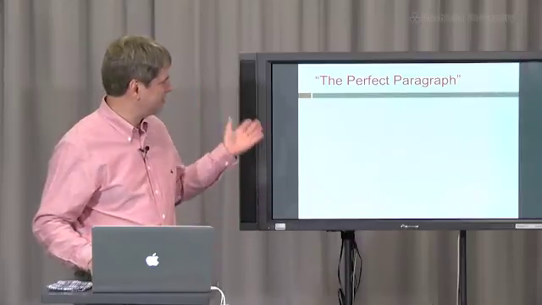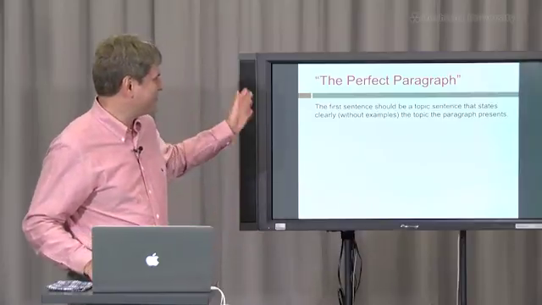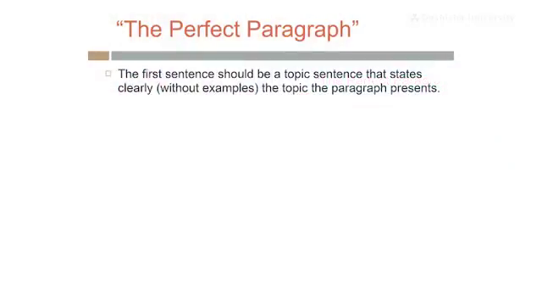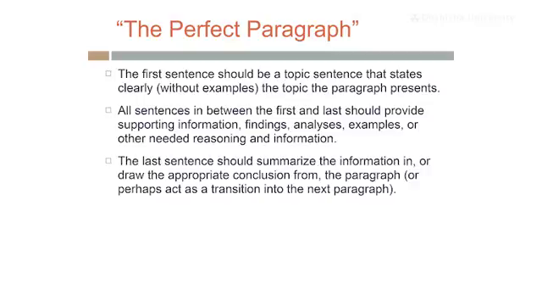Okay, let's take a look at a perfect paragraph. What would a perfect paragraph be? A perfect paragraph would have a topic sentence that states clearly, without examples, what the paragraph is about. It orients the reader. Then all the sentences in between the first and the last provide the findings, the analyses, the examples, whatever it is, the supporting information. And then the last sentence, as has been mentioned, would draw the conclusion or summarize the information from the paragraph. One possibility is it might also act as a transition into the next paragraph, but usually a conclusion or summary.